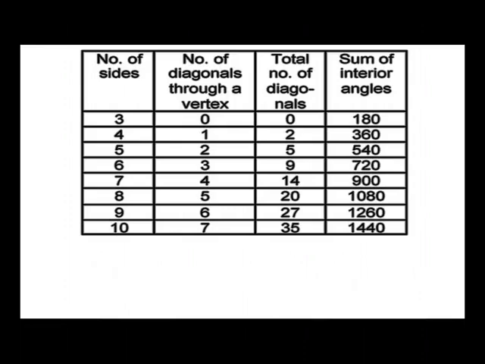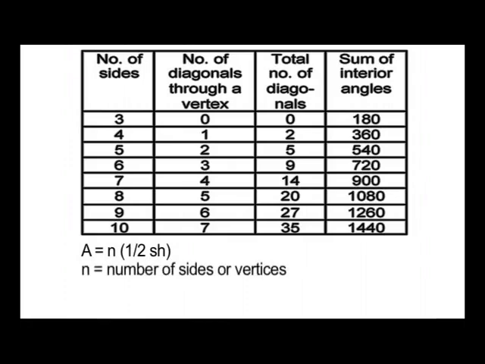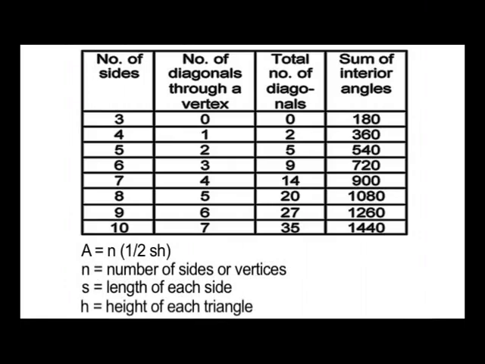We also showed that the area of a regular polygon can be computed using the formula A equals n times 1/2 sh, where n is the number of sides, s is the length of each side, and h is the height of each triangle formed by joining the center to the vertices of a polygon. Not to forget, we also learned how the polygons got their names.